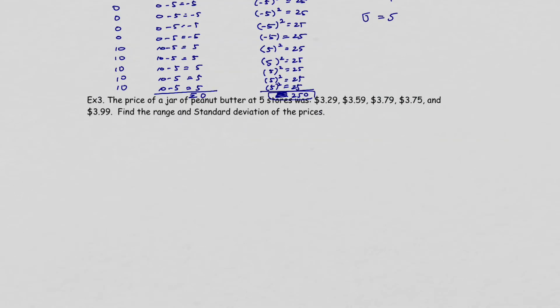Okay, so example 3, let's try another one like that. This one is asking you to find range and standard deviation. So we're going to find the range. You're going to do the biggest number minus the smallest number, right? So your biggest number is $3.99 minus the smallest number, $3.29, which is going to be 70 cents.